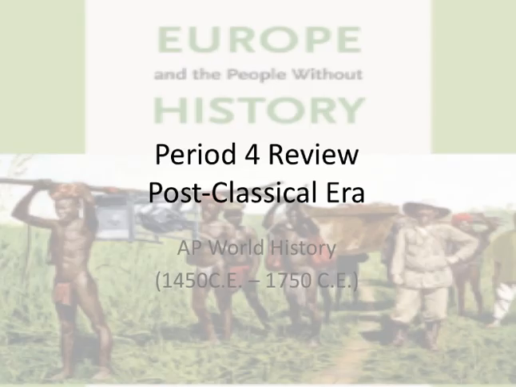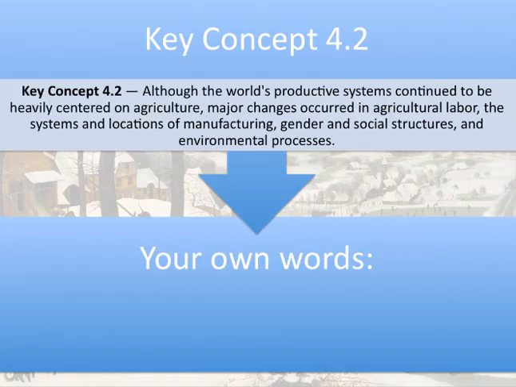Today we're going to continue our discussion of Period 4 in the College Board's AP World History Concept Outline by discussing Key Concept 4.2. Key Concept 4.2 says, although the world's productive systems continue to be heavily centered on agriculture, major changes occurred in agricultural labor, the systems and locations of manufacturing, gender and social structures, and environmental processes. Go ahead and pause me, put it into your own words, and I'll be back with you in a second.